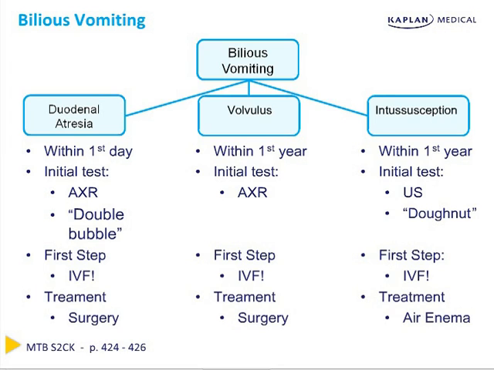Treatment is surgery and air enema. Now intussusception could be corrected with surgery, particularly if it's severe perforated intussusception. But the first treatment you're going to go with is the air enema or the barium enema, not surgery. If the kid is stable in intussusception, you start with an air enema. If they're unstable, you go with surgery. But the thing is, anytime a kid's unstable with an abdominal abnormality, you're going to do surgery.